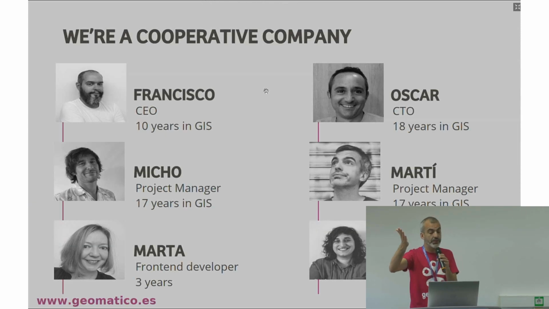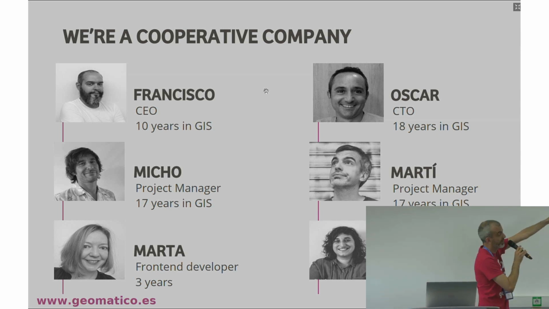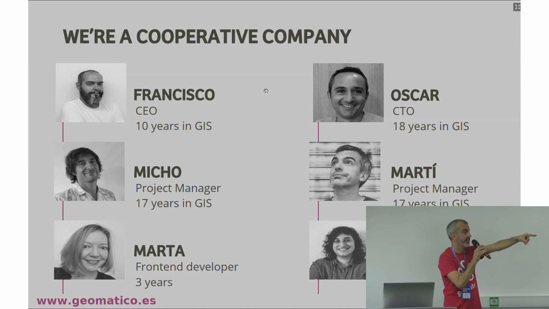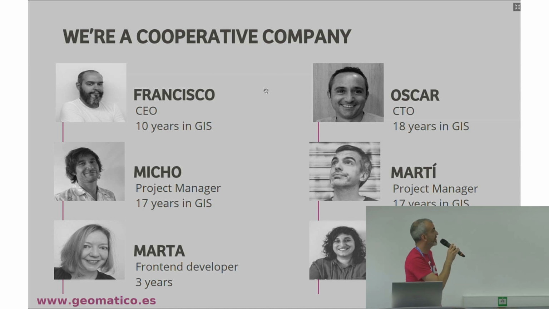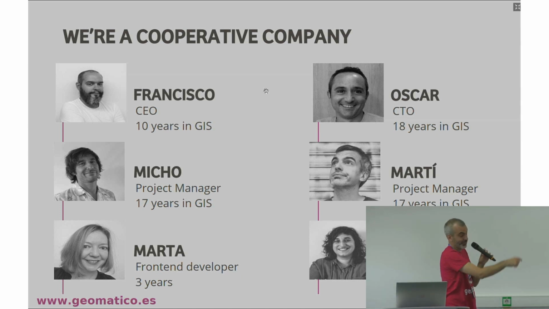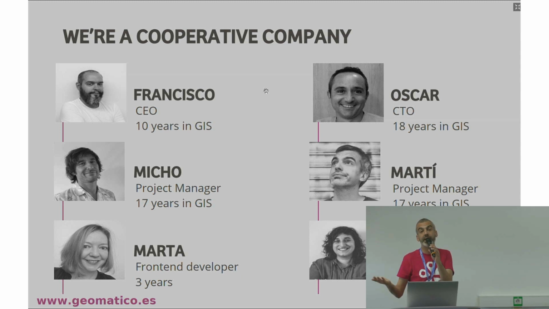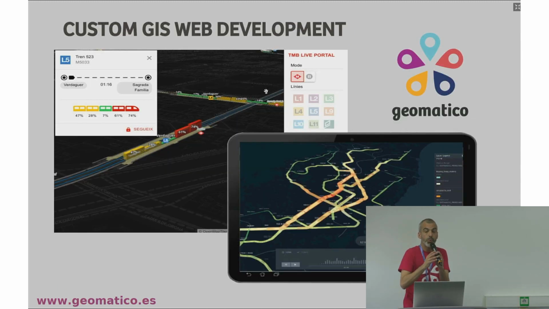We are Geomatico. For the ones who don't know us, we're a cooperative. These are the main partners. Here we have Francisco, the only one who's here, somewhere there. And we have Oscar, our CTO, who is the guy who should probably be doing this presentation, and the rest of the partners. We're a cooperative, so if you are interested in how an IT cooperative works, which is not so usual, please ask.